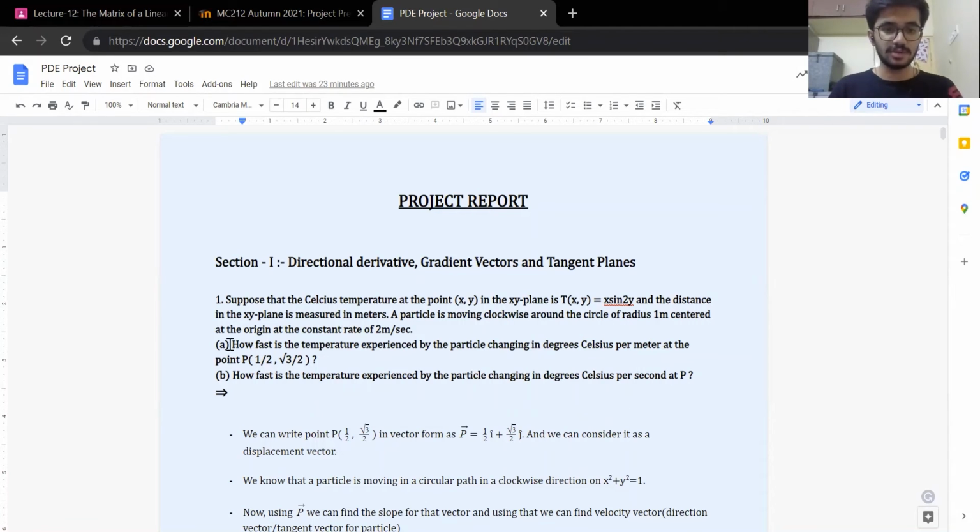In this first part, we are supposed to find how fast the temperature experienced by the particle is changing, in degrees Celsius per meter, at a given point. And in the second part, we need to find the Celsius per second at the same point P.